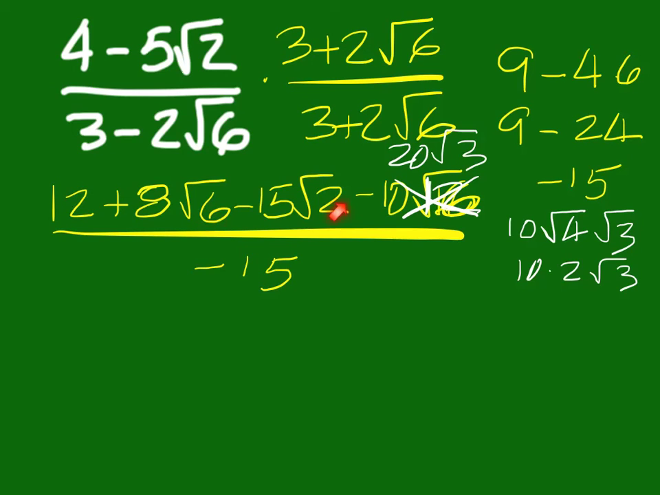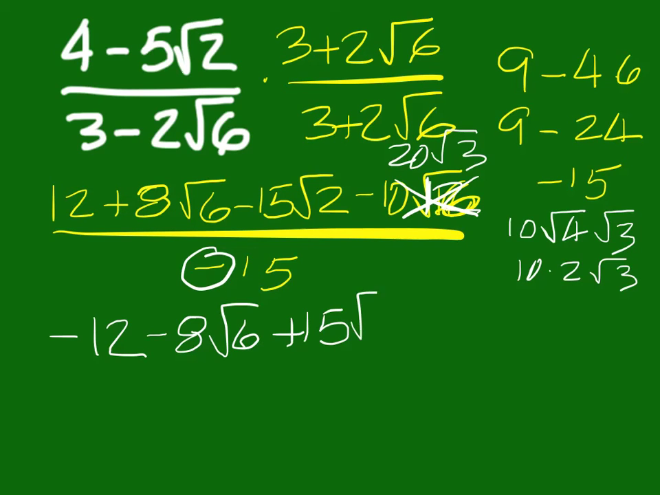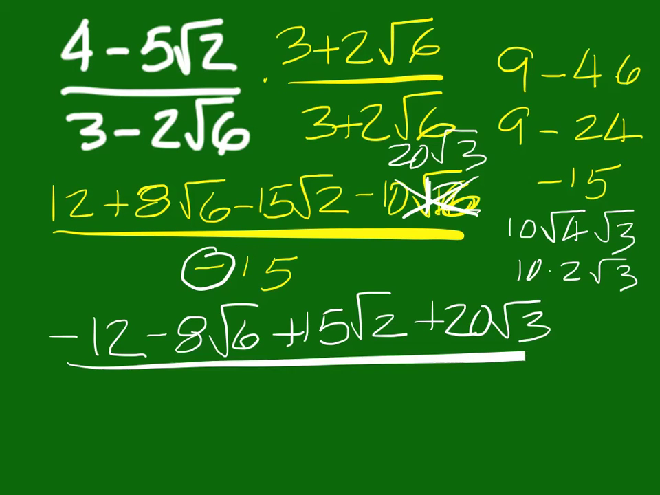Now we have 6, 2, 3. Those can't be simplified. And on the constants, 12, 8, 15, 10, and 15, you can't take a number out of all of those. But what you have to do next is to change the sign of everything, since you have a negative sign here. So it should be negative 12 minus 8 square root of 6 plus 15 square root of 2 plus 20 square root of 3 over 15.